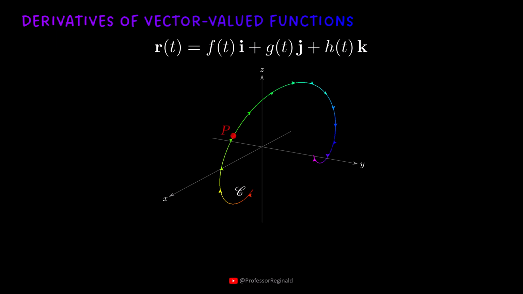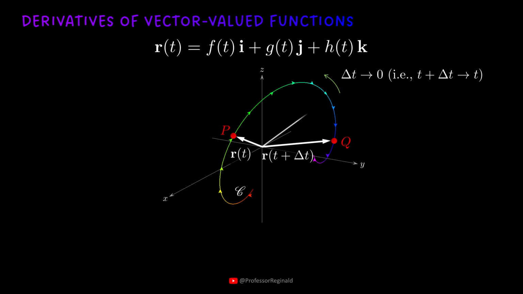Let P be a point where the parameter is t, while Q be a point where the parameter is t plus delta t. The position vectors of these points are r of t and r of t plus delta t, respectively. As delta t approaches 0, which means t plus delta t approaches t, r of t plus delta t approaches r of t, while the difference vector approaches a vector that touches the curve at only point P.